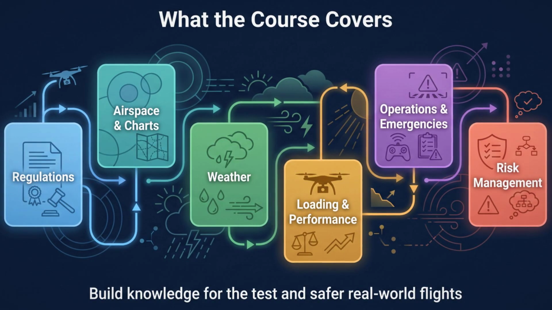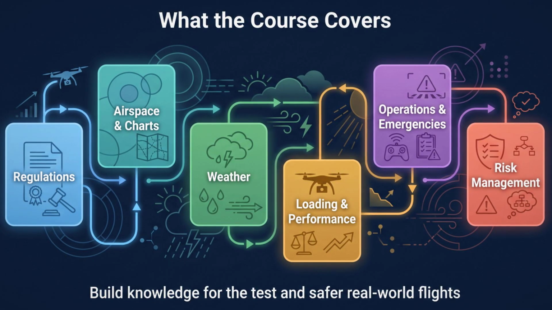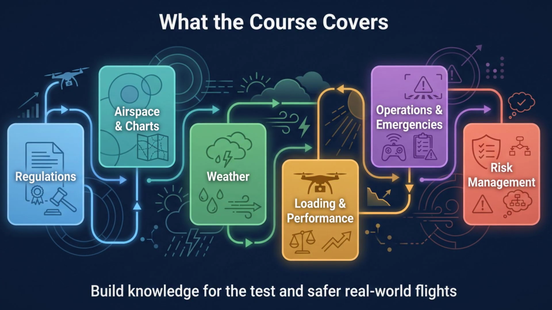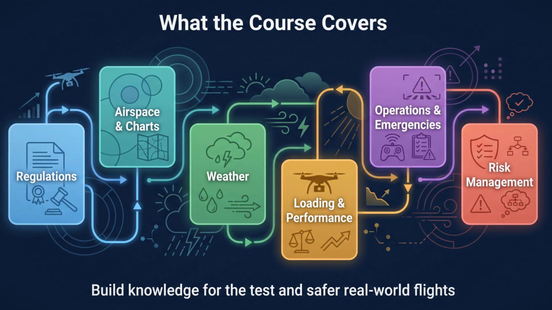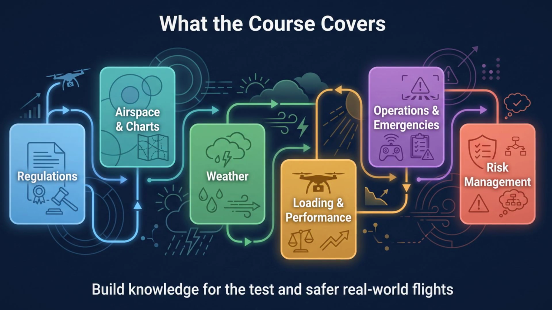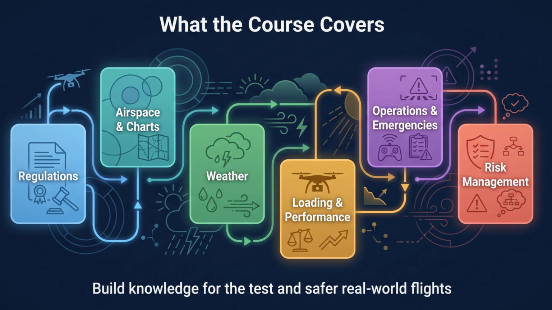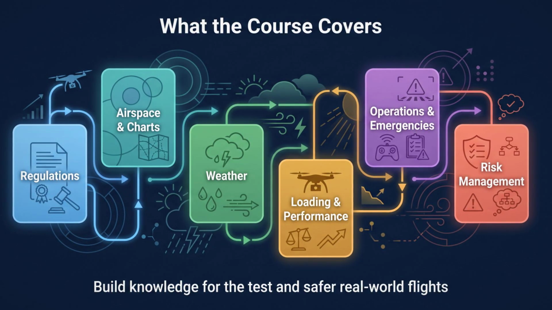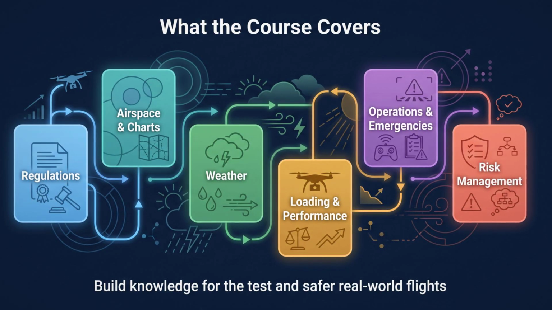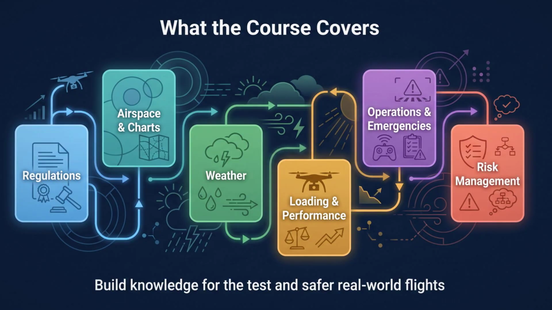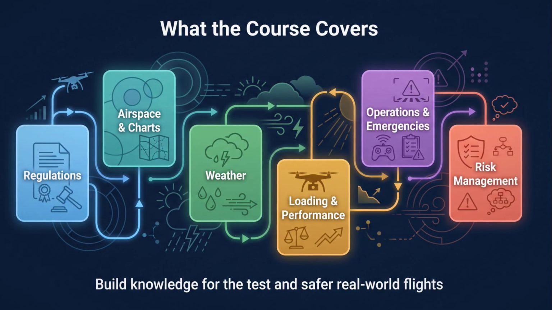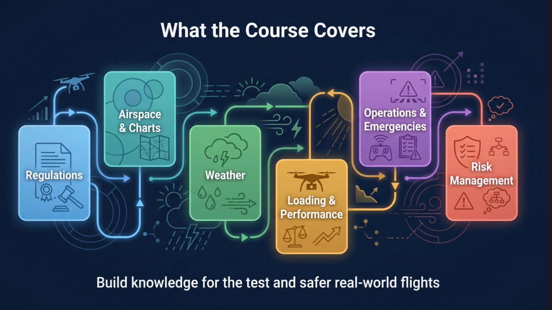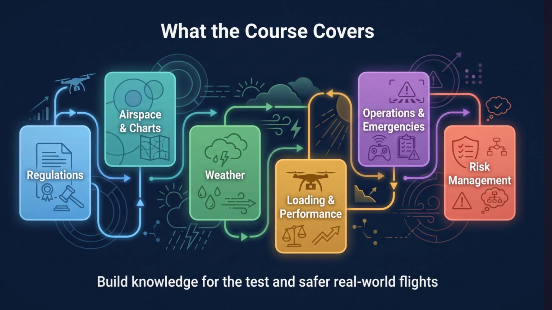The course follows the major knowledge areas in the FAA Remote Pilot Airman Certification Standards. You will study regulations, airspace classifications and operating requirements, aviation weather sources and effects, aircraft loading and performance, operations, emergency procedures, crew resource management, radio communication, airport operations, maintenance, pre-flight inspection, and aeronautical decision-making. The goal is not just to memorize isolated numbers. Learn how the rules, charts, weather, aircraft performance, and pilot judgment work together in the scenarios you may see on the knowledge test and in real operations.